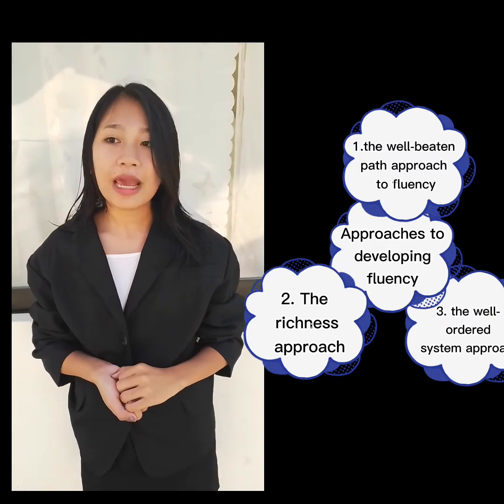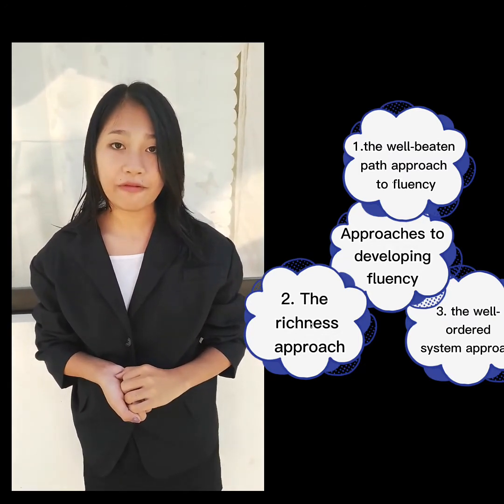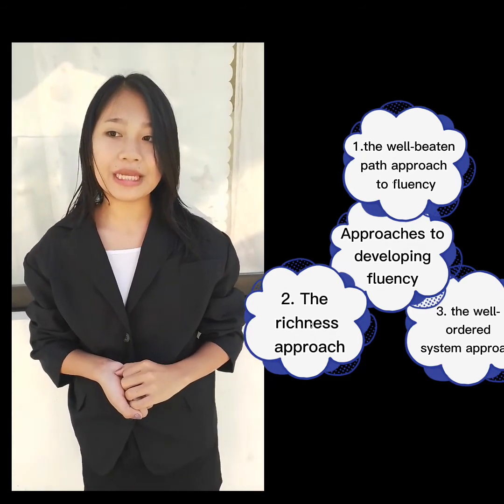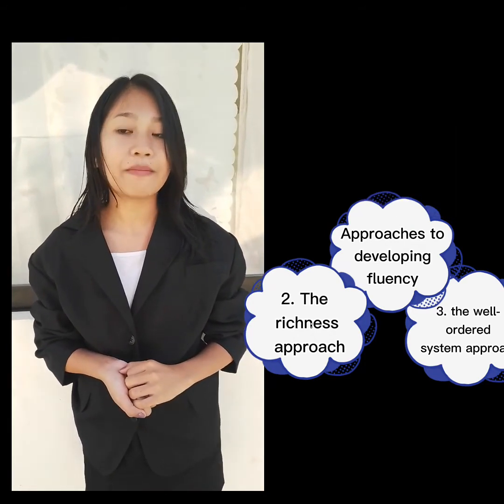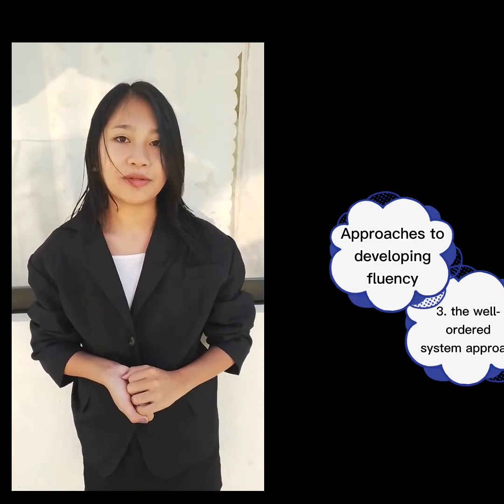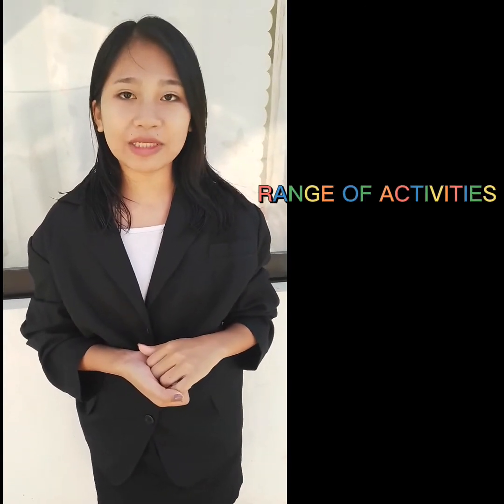So the approaches to developing fluency, which are number 1, the beaten path approach to fluency. Number 2, the richness approach. And number 3, the well-ordered system approach. Let's move on and let's go to range of activities.